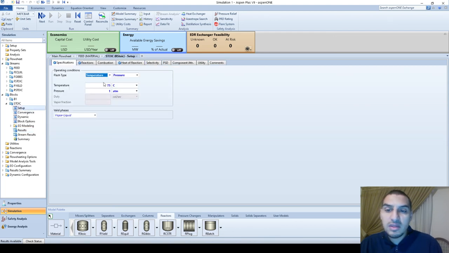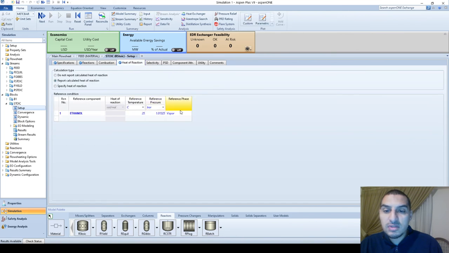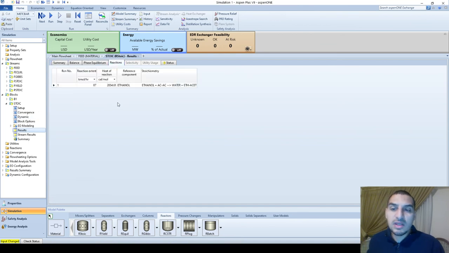Just keep in mind one more thing, that when you do the heat of reaction, it reports the reference phase. And it's important because in our case, the reaction is in the liquid phase, and this is going to change the heat of reaction. The heat of reaction that we were calculating was positive, and positive means that it is an endothermic reaction. It reported that because the reference phase was vapor phase. But actually the reaction is in a liquid phase, and that's why the reference phase should be liquid phase. And that's why you see that the heat of reaction now is negative. It's negative 535, which means that it is an exothermic reaction.